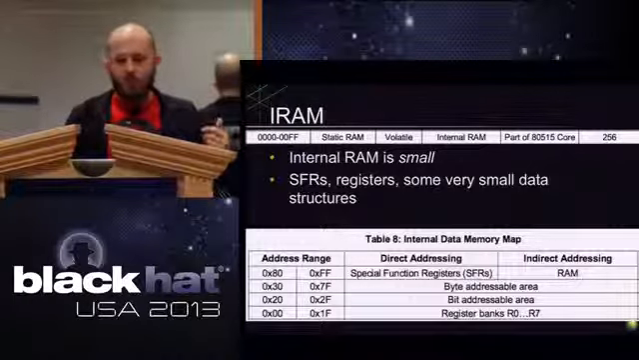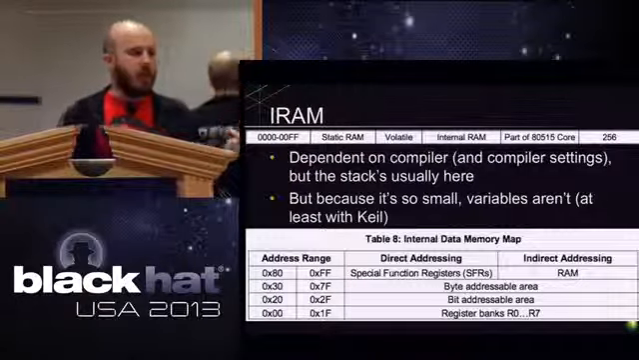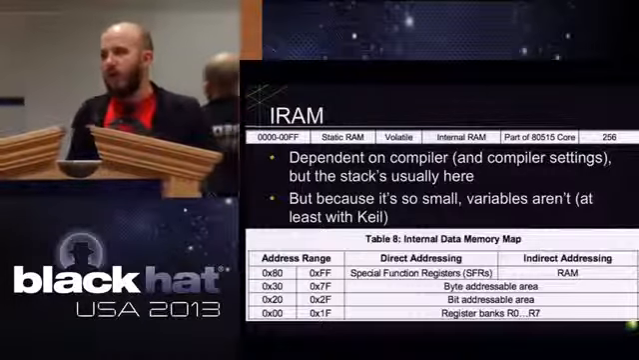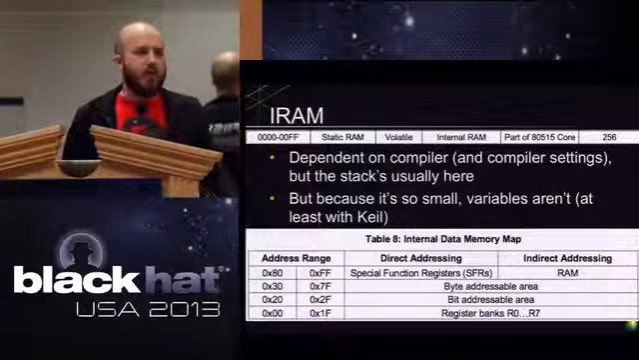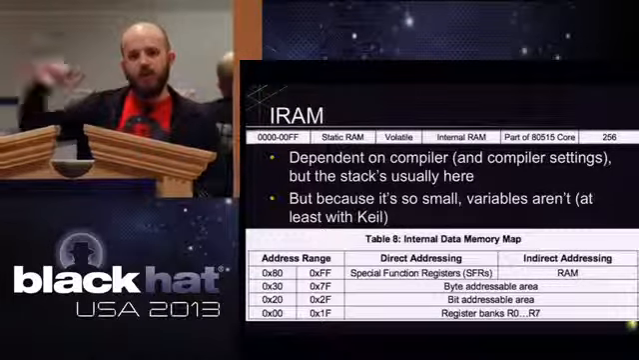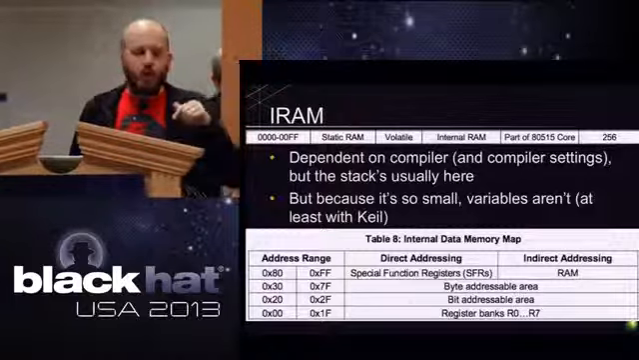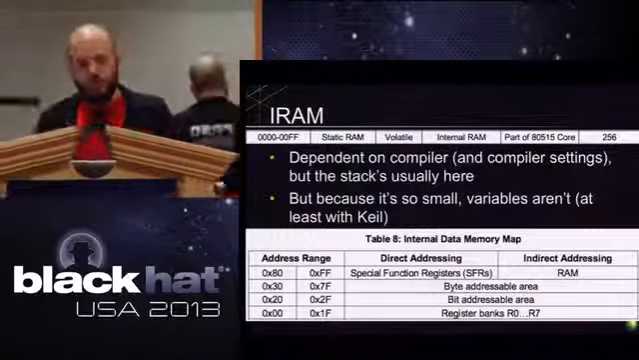So depending on compiler and settings, the stack is usually there. But the problem is that it's so small that variables aren't. So that's another major difference from the stacks that we're used to. Variables are never stored here. The compiler basically always sticks them over in Xdata, and then it hard links them. Or it'll just embed it directly into the code itself if it knows that it can do that.